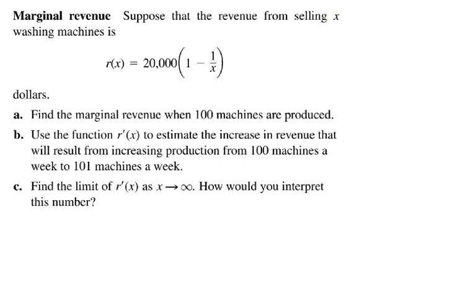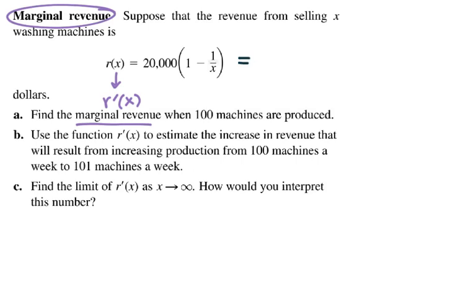So marginal, basically that means we're going to find the derivative. The marginal revenue means we need R prime of X. Now, looking at this, a lot of you might say, well, we have 20,000 times this quantity, 1 minus 1 over X. Let's use our product rule. However, remember, we said whenever possible, we want to use algebra to try and simplify this.